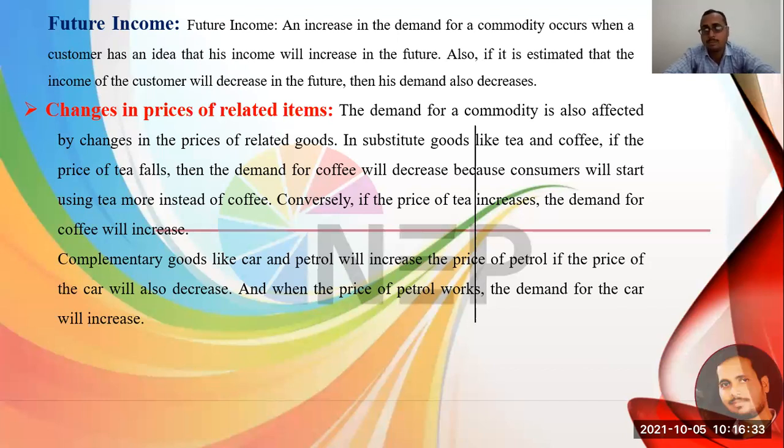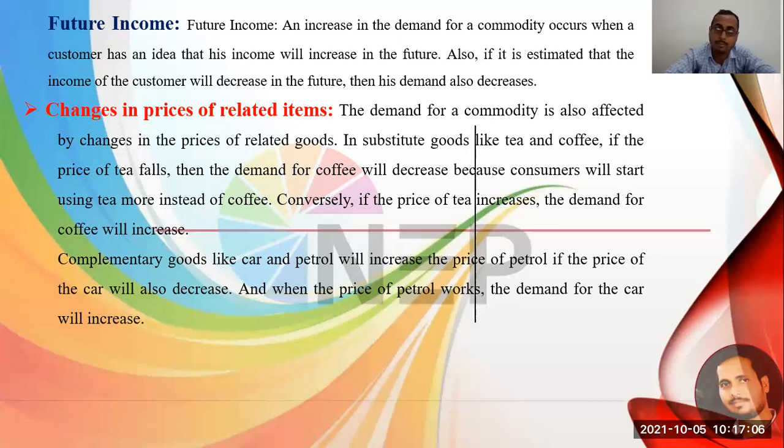Conversely, students, if the prices of tea increase, the demand for coffee will increase. So this is a perfect example of competitive commodities. If the prices of competitive commodities are increased, then the demand for their competitive commodities is also increased.